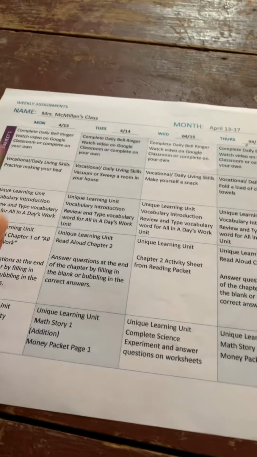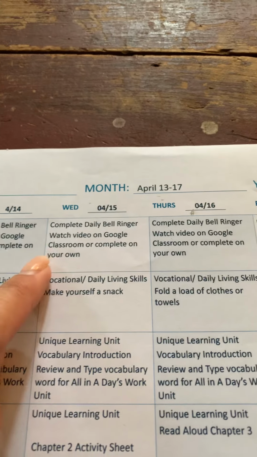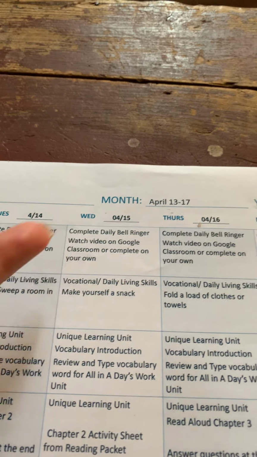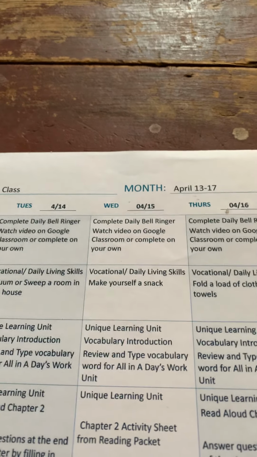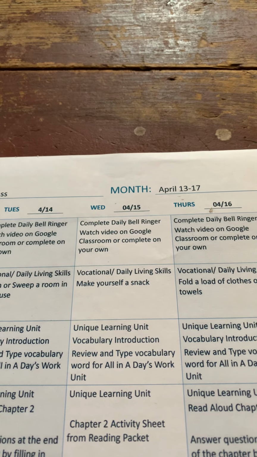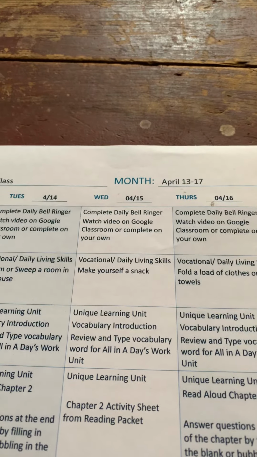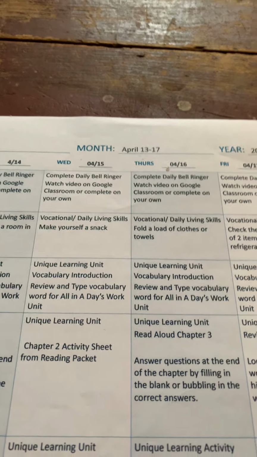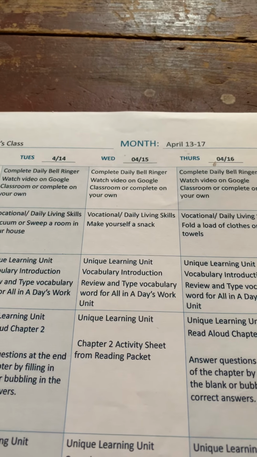If you look at your assignment sheet for this week, you should have finished everything for Monday, everything for Tuesday. Today is Wednesday. So you're going to complete the bell ringer, which we just did together, or you could do it on your own. For your vocational living skill today, I want you to make yourself a snack. One of my favorite snacks is to make a peanut butter and jelly sandwich. So maybe you could do that for yourself or make a snack for someone in your family. I want you to review and type your vocabulary words that were in that packet that I gave you guys this week.